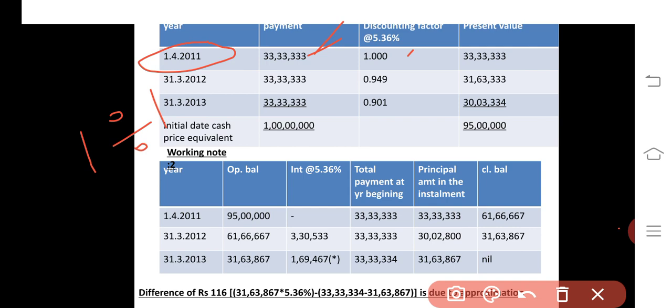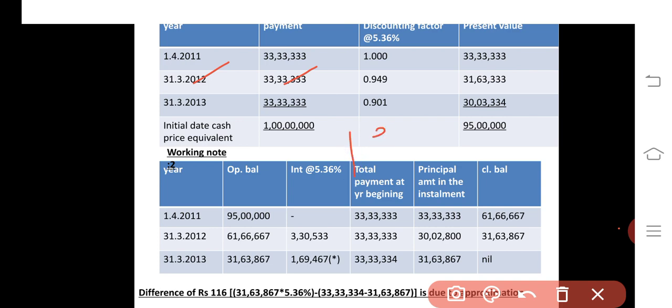But in the second installment, that is on 31/3/2012, the second installment of rupees 33,33,333 has a discounting factor at 5.36%. So how do we find the discounting factor?